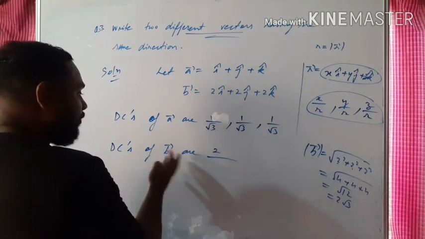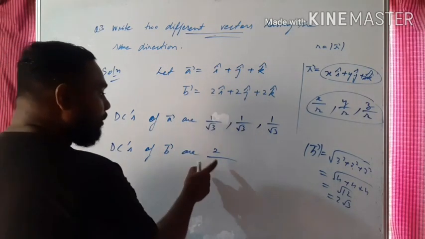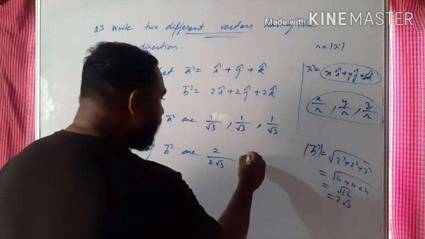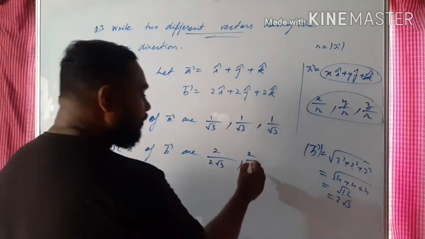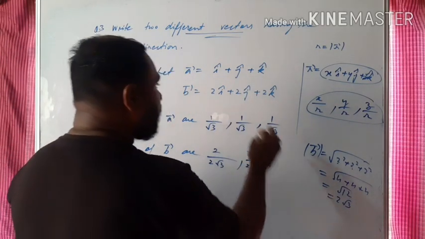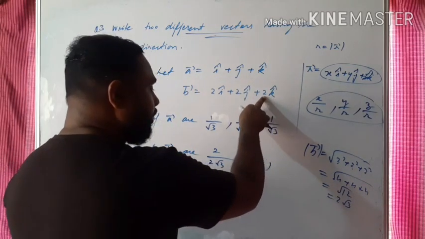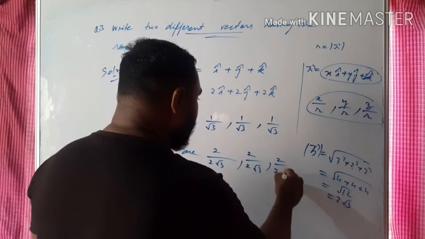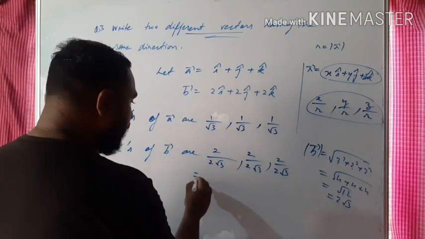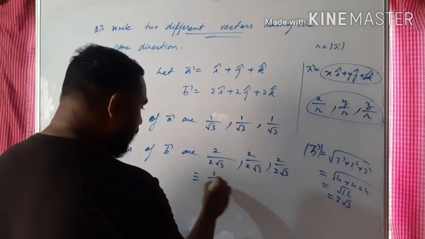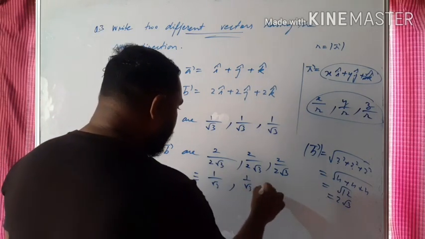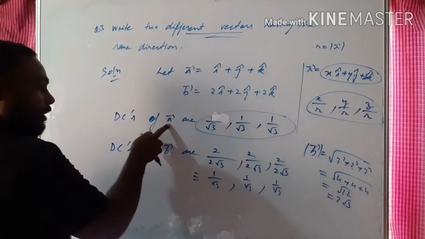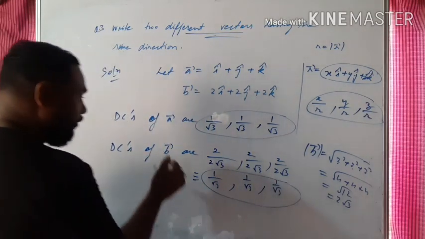So the direction cosine formula is the i component divided by the magnitude of that vector. The magnitude of the vector is 2 root 3. Similarly, the j component divided by the magnitude of the vector, and likewise the k component, the scalar component of k, divided by the magnitude of the vector. So if we simplify, we get 1 by root 3, 1 by root 3, 1 by root 3. These direction cosines are for vector a and these direction cosines are for vector b.